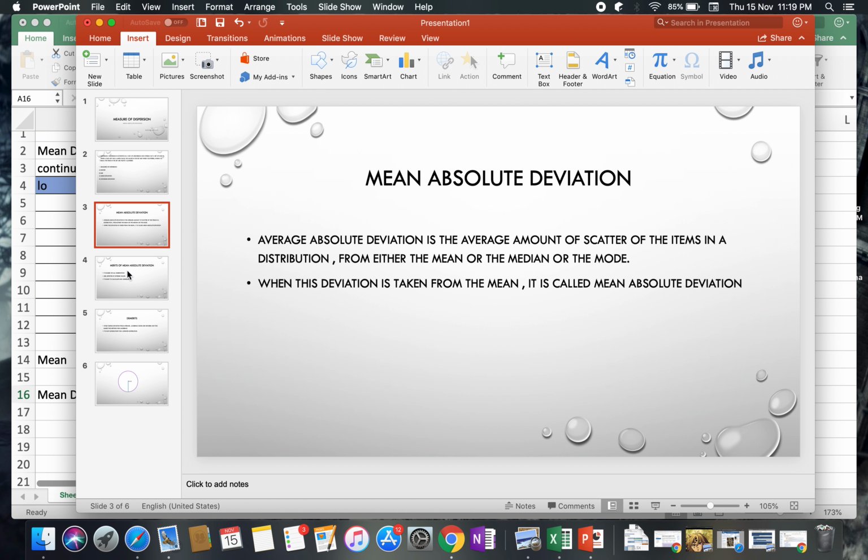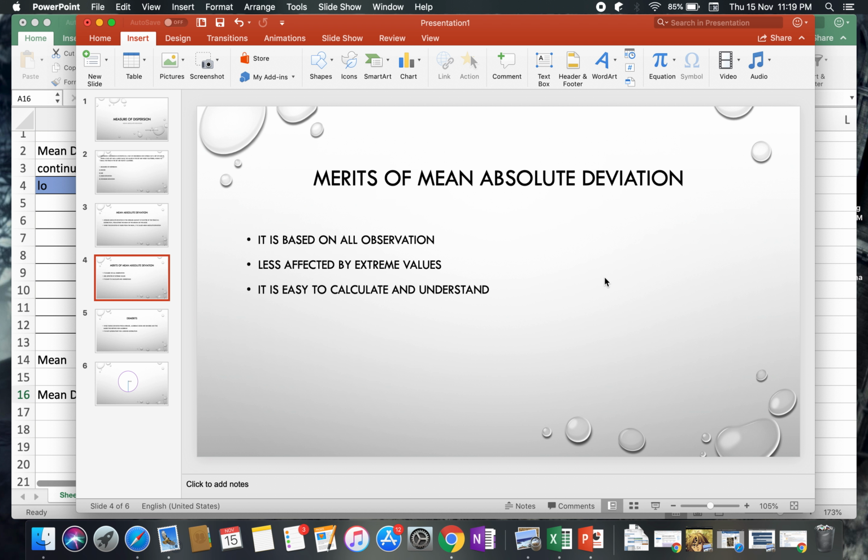Now let's look at the merits of mean absolute deviation. As you can see, it is based on all the observations, it's less affected by extreme values, and it is easy to calculate and understand.